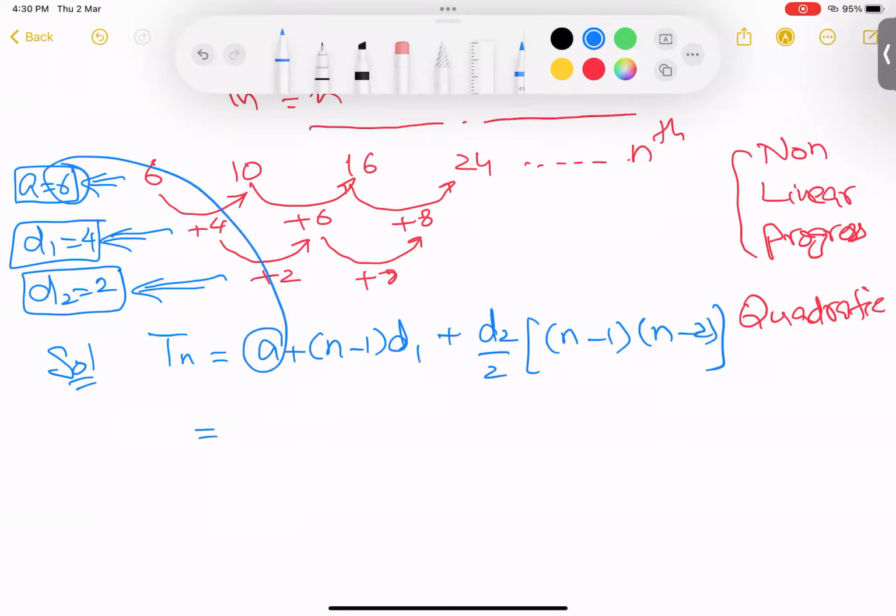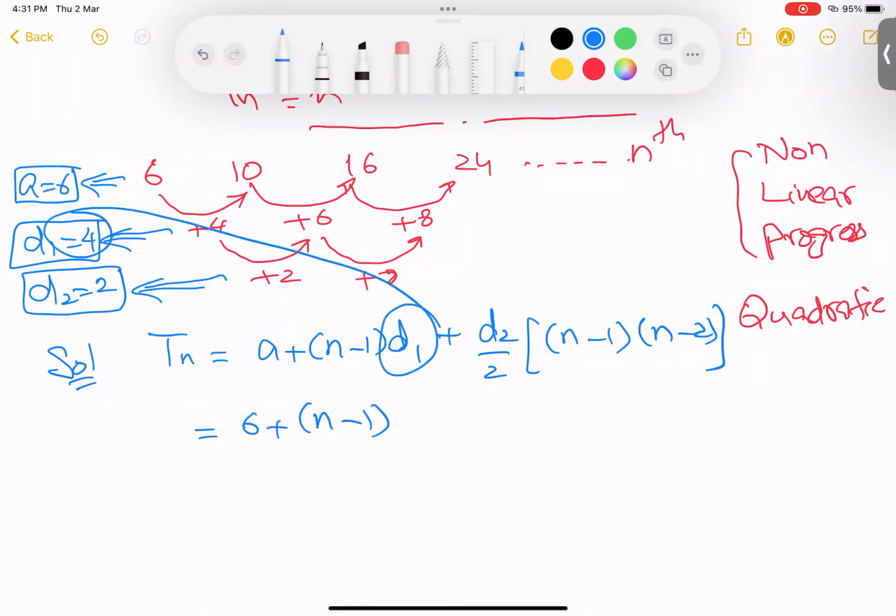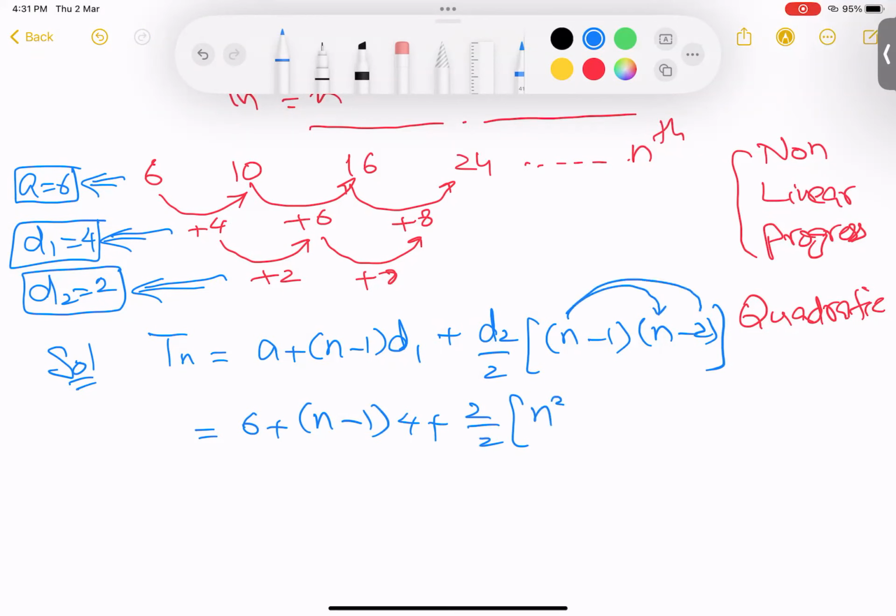A value is 6. N, don't touch. D1 value is 4, I'm copying. D2 value is 2, I'm copying. Divide by 2. And this n multiplies, I get n to the power 2. N multiplied with the 2, I get negative 2n. Minus 1 multiplied with the n, I get negative n. And minus with minus 2 becomes positive 2.